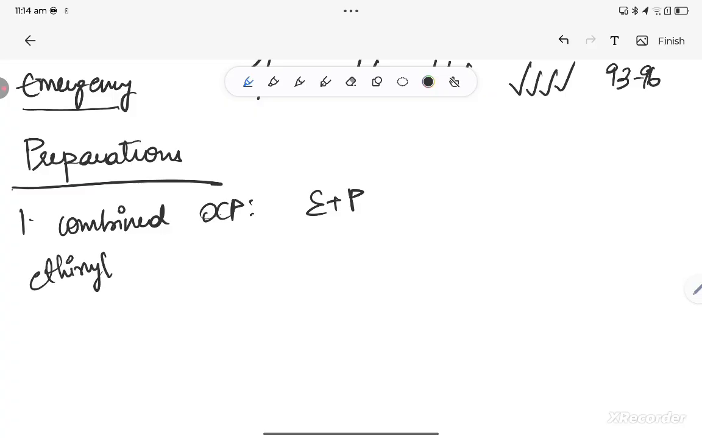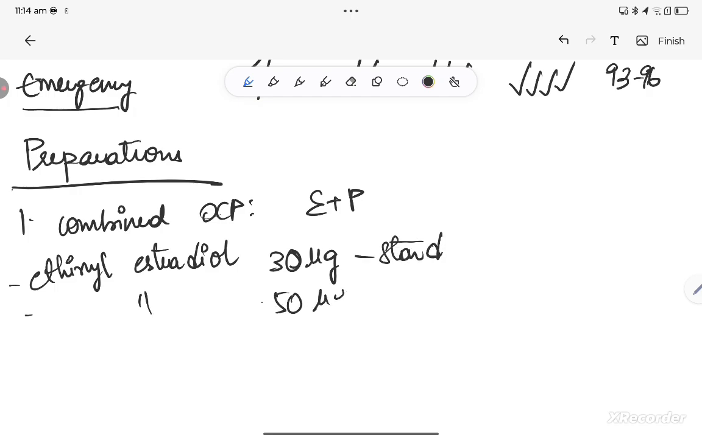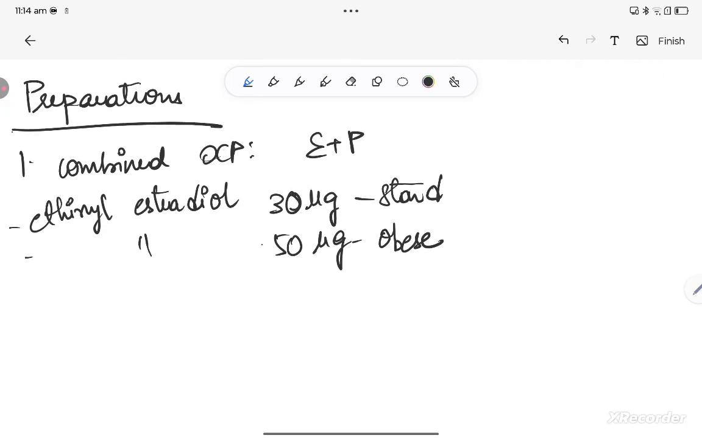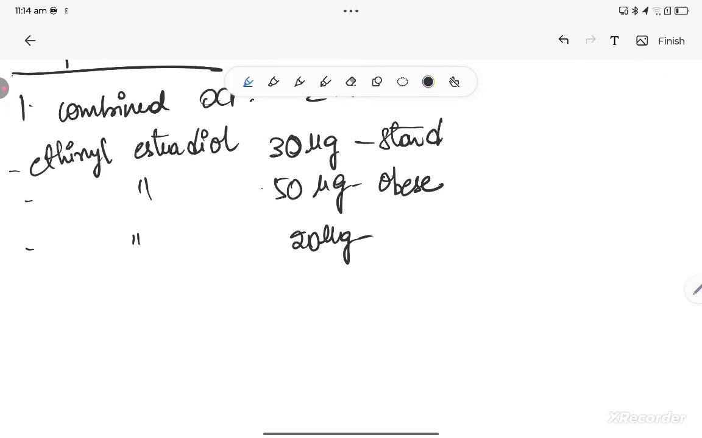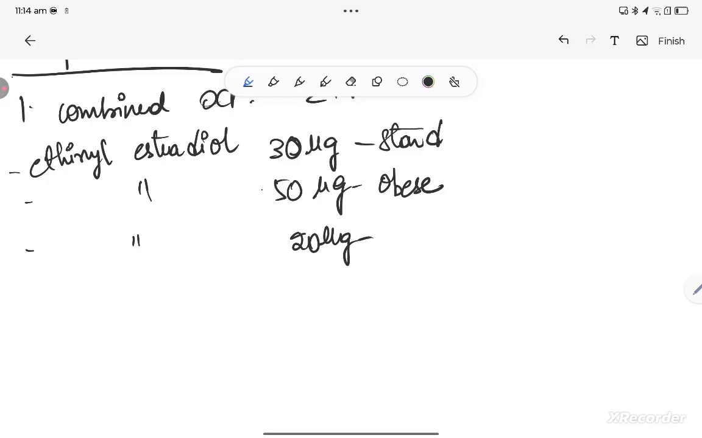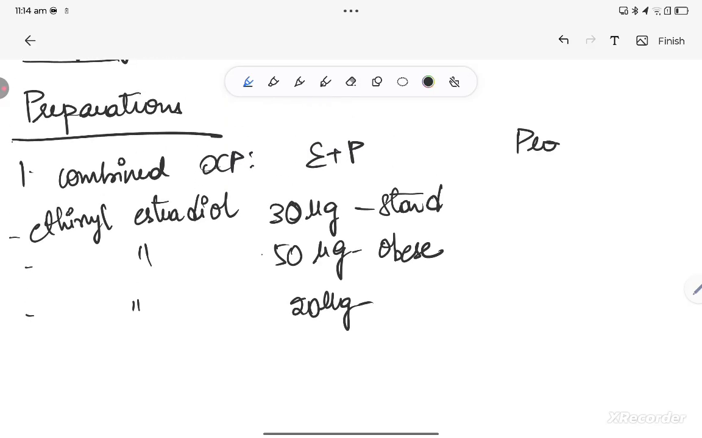Ethinyl estradiol is given usually at a dose of 50 micrograms. And in an obese person, it is usually given in a dose of 30 micrograms. In a dose of 30 micrograms, this is your standard dose. Whereas ethinyl estradiol in a dose of 50 micrograms is preferred in obese people. In the same way, ethinyl estradiol in a dose of 20 micrograms or low dose estrogens are given in all those patients who have certain risks. Clear? Now, depending on the progesterone, we should always choose progesterones which have least androgenic action.